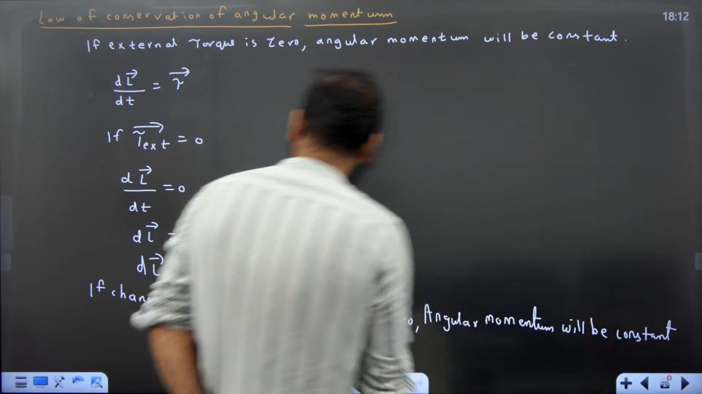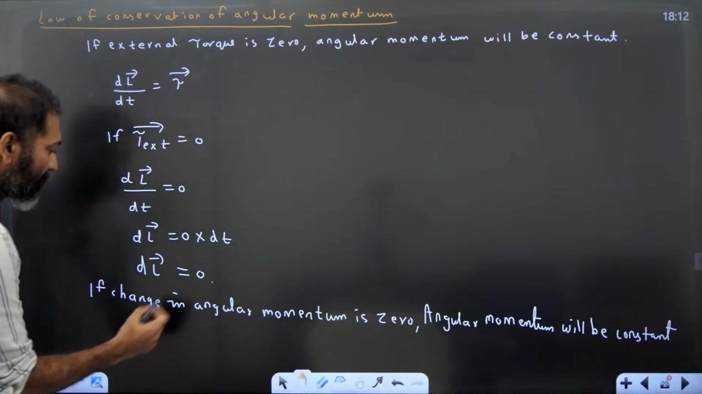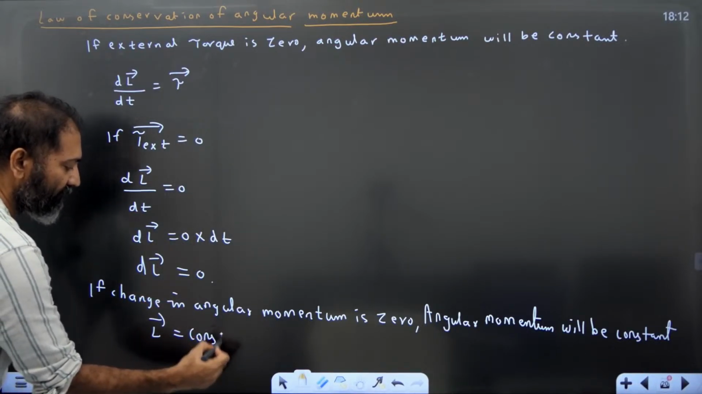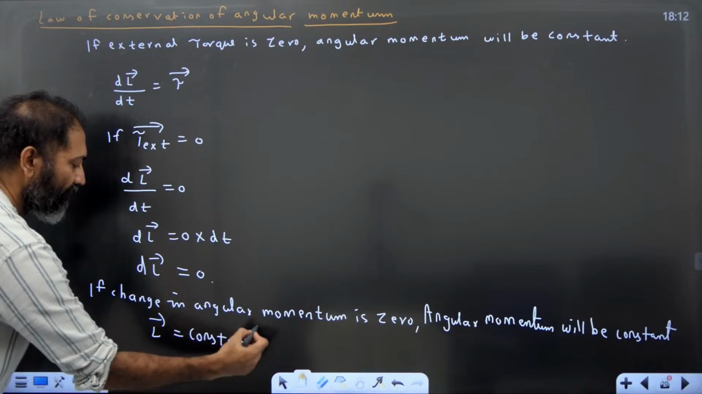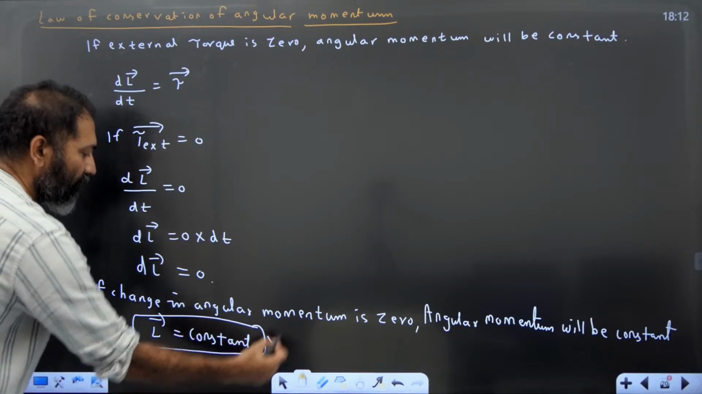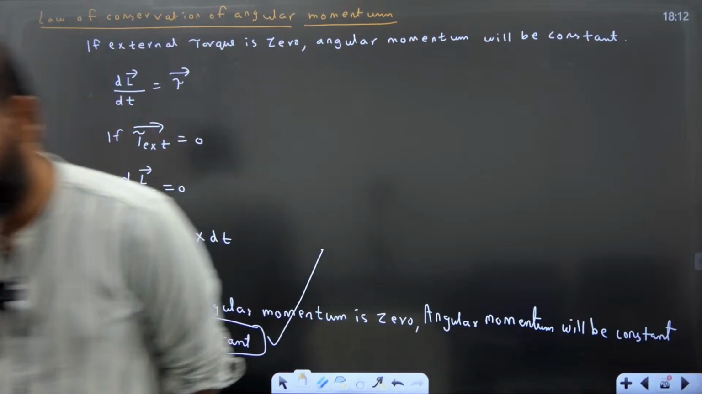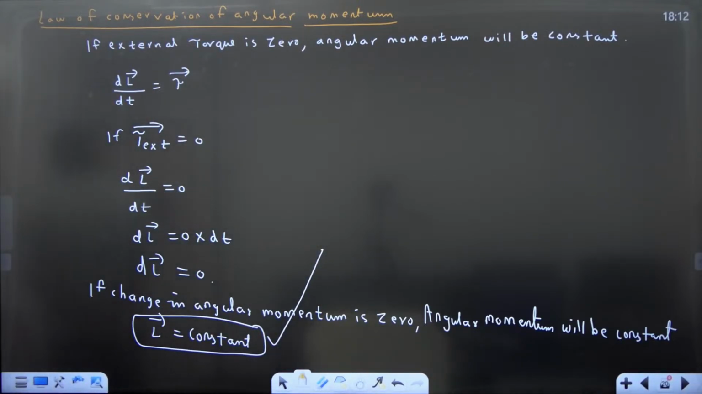dL stands for change in angular momentum. Change in angular momentum is 0 means L is equal to constant. So what is the law of conservation of angular momentum? If external torque is equal to 0, angular momentum will be a constant. Any doubt regarding this?